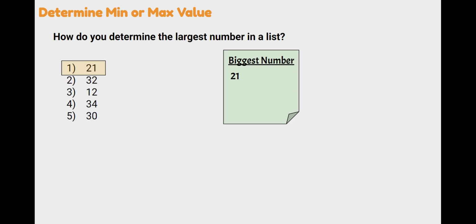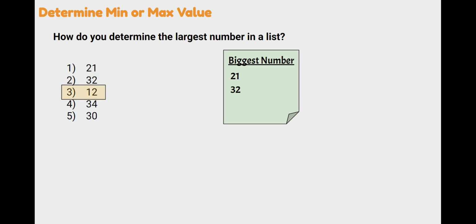So on our list, we are going to write down the first number from our list, which is 21. We're going to assume that's the biggest, and then we'll check every single number to see if we were wrong. So we move down to the second item in the list, that's 32. Whoops, that one's bigger. I'm going to now remember that as the biggest number. I need to continue checking the entire list to make sure that I have the biggest number. Go to the next number.